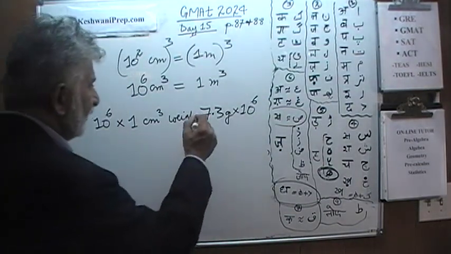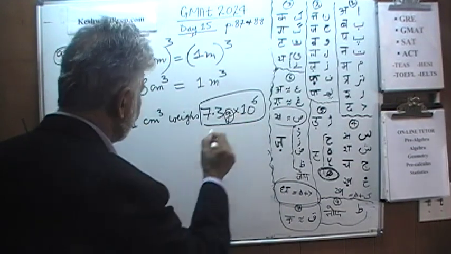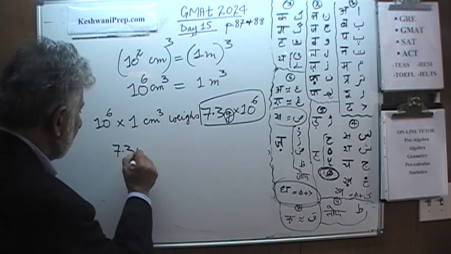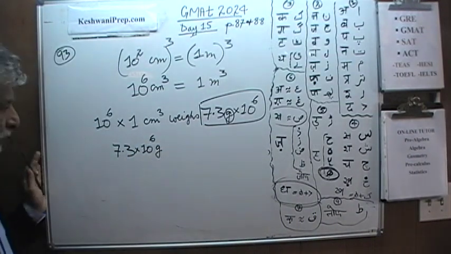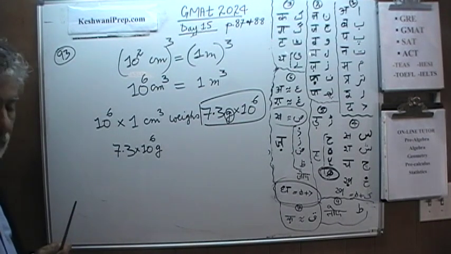So that's our answer. This is our answer here, and this is in gram. So let's write it here. 7.3 times 10 raised to 6 gram is what we're dealing with. And that is our answer. We don't want it in gram, we want it in kilogram. So let's convert this into kilogram.